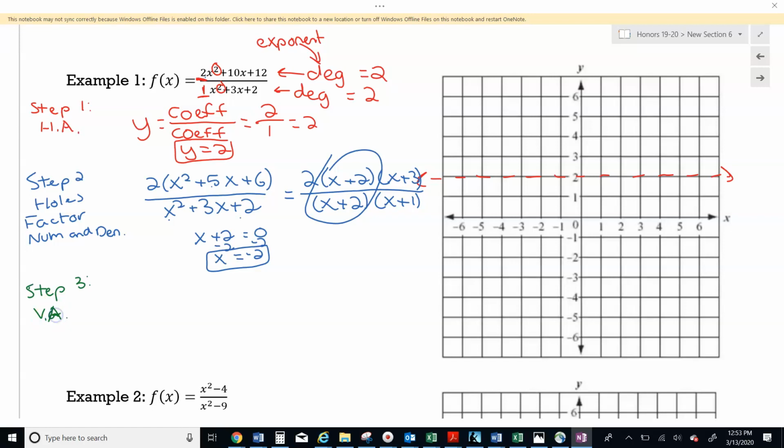Vertical, let's make that uppercase A, vertical asymptote. So now I take what's left. I now have this 2 times x plus 3 over x plus 1. I'm going to take that x plus 1 and set it equal to 0. X equals negative 1. That is my vertical asymptote.